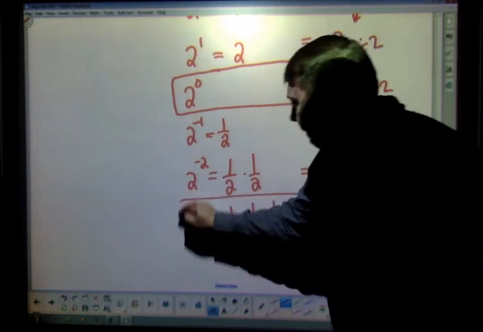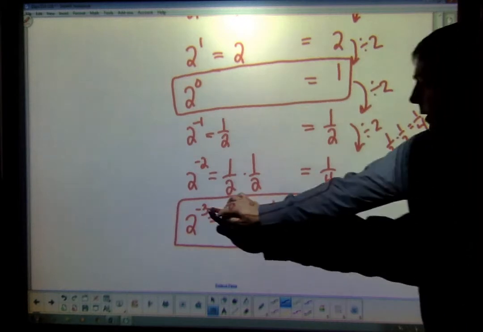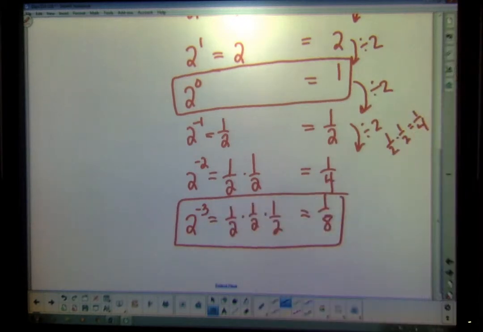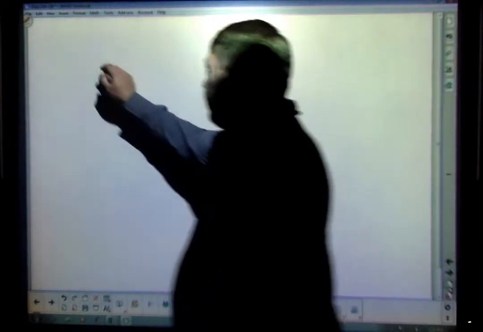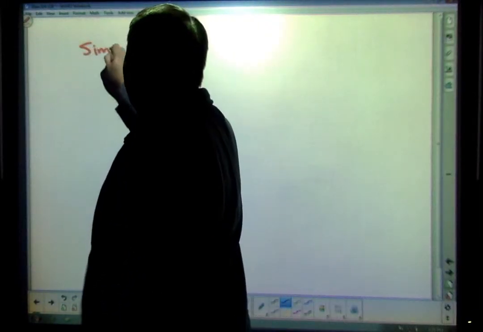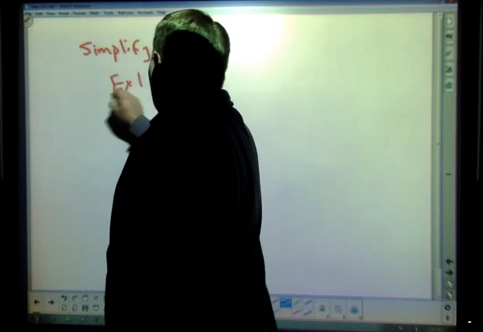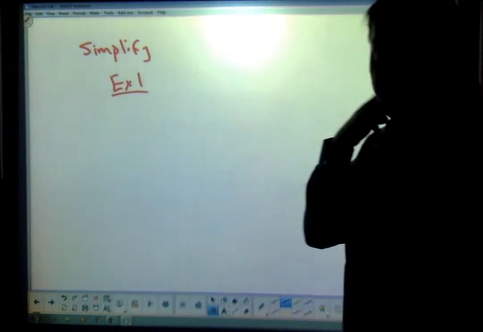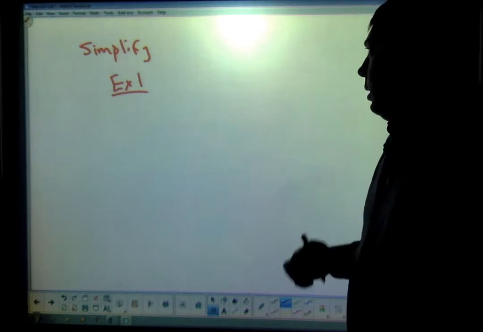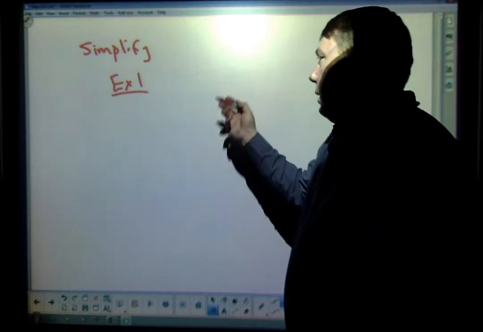So just think of a negative exponent as meaning repeated division. Let's look at a few examples where we want to simplify. We never want to leave a negative in the exponent for a variable. So let's first talk about if the base is a number.